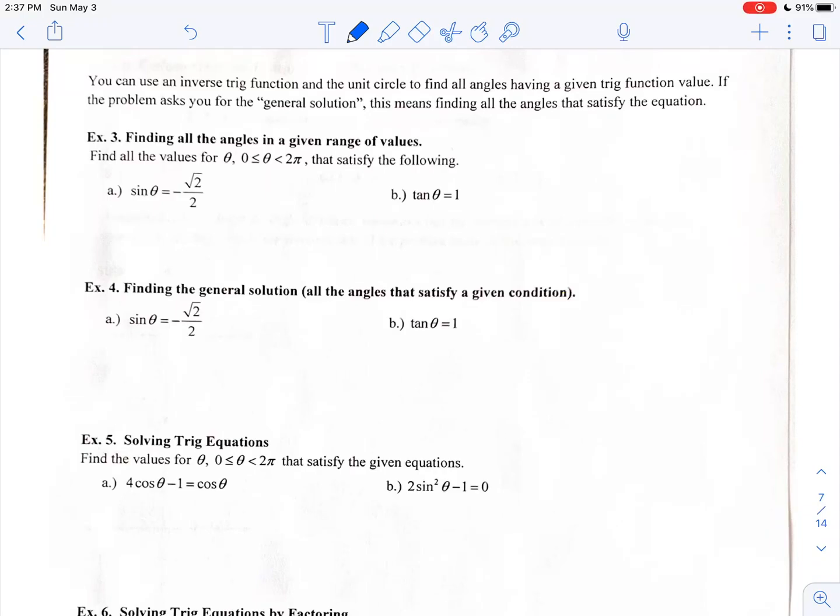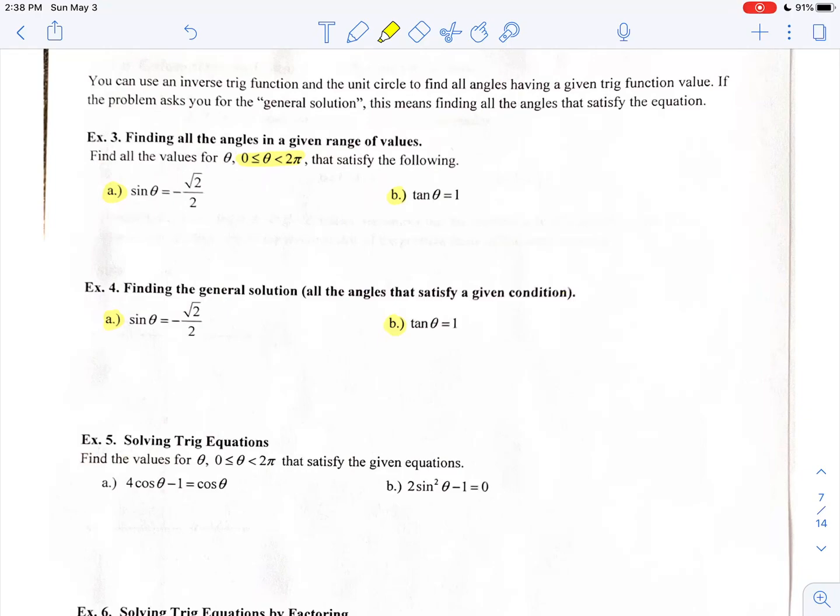So inverse trig functions and the unit circle can also help us find angle measures that satisfy a given range of values. For example, in examples 3 and 4, you see the same exact question being posed differently. Examples 3a and 4a are the same, 3b and 4b are the same, except the directions are different. For example 3, they want us to only consider the range of values between 0 and 2 pi when we're considering our answers.